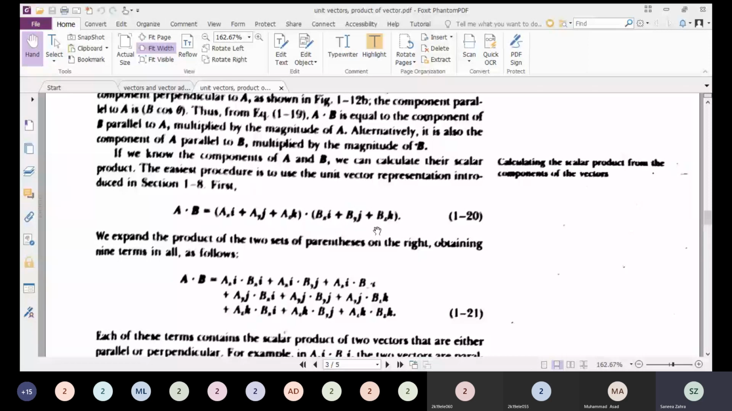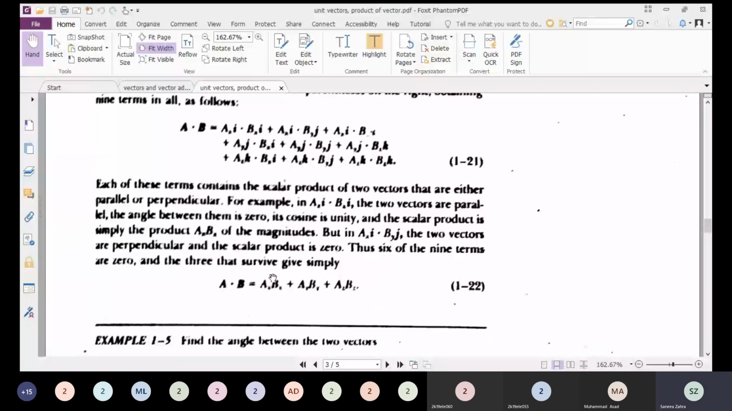For the rest, if I multiply I with J, then we know that the angle between them is 90, so obviously at the end it will become 0. So going directly, it will become AX BX, AY BY and AZ BZ. The rest of the values will be cancelled out.